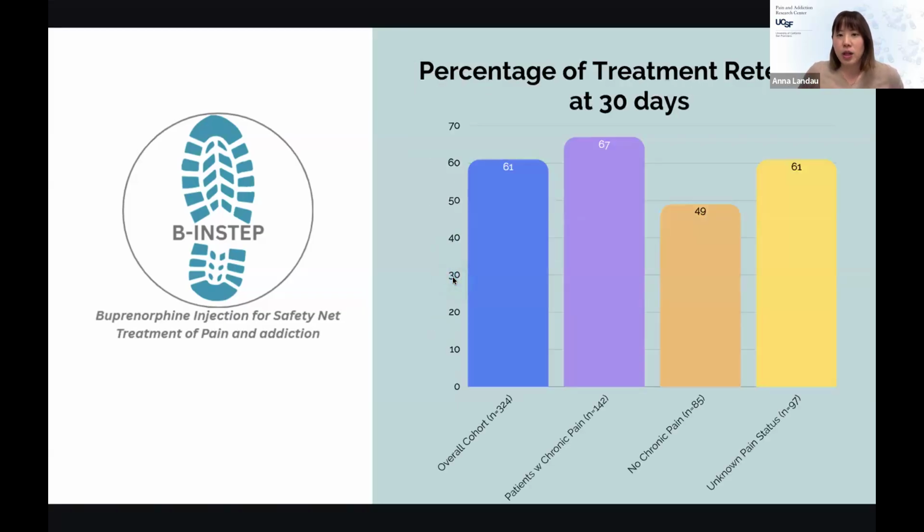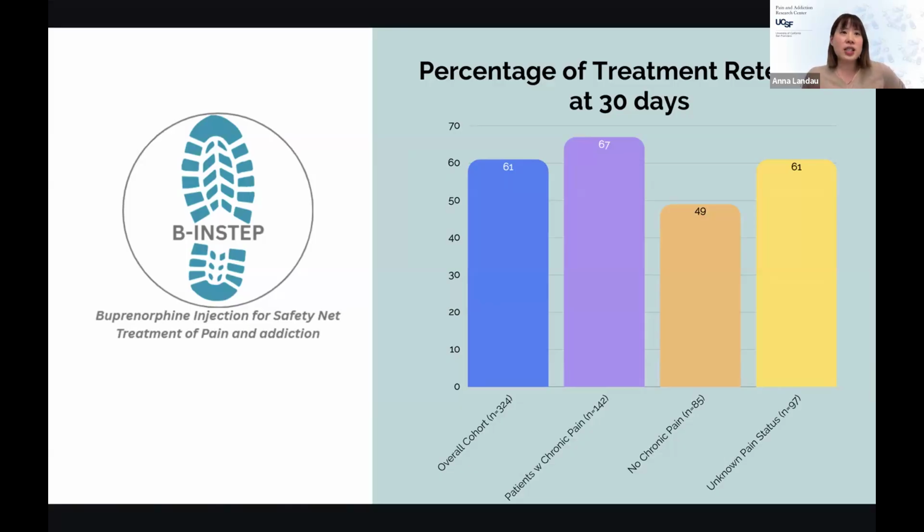When we looked at our current cohort of 324 patients, the treatment retention seems to be about 61% of people continuing to be on buprenorphine. Looking at patients specifically with chronic pain, it's a slightly higher retention, 67%. For no chronic pain, about 85 people, it's about 49%, so lower retention. And there's unknown pain status for 97 patients, which is about the same as the entire cohort.